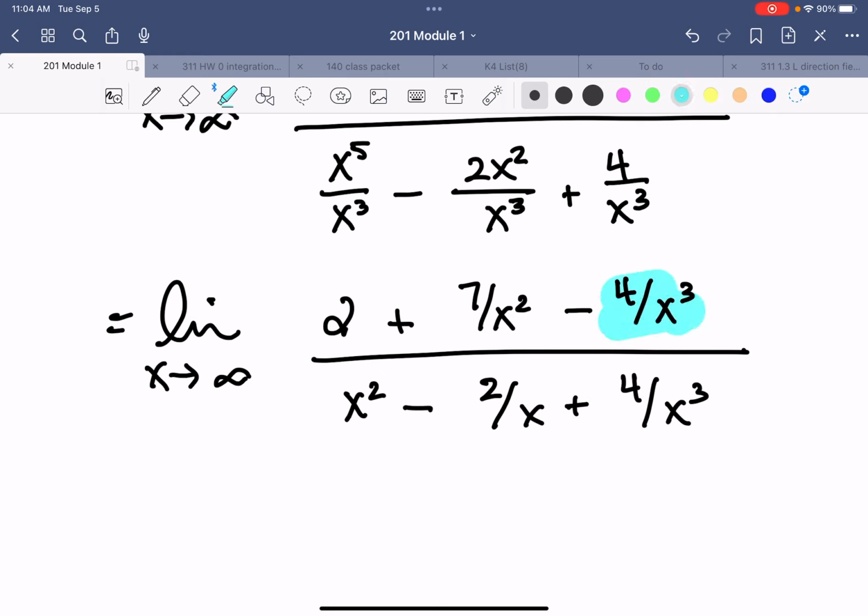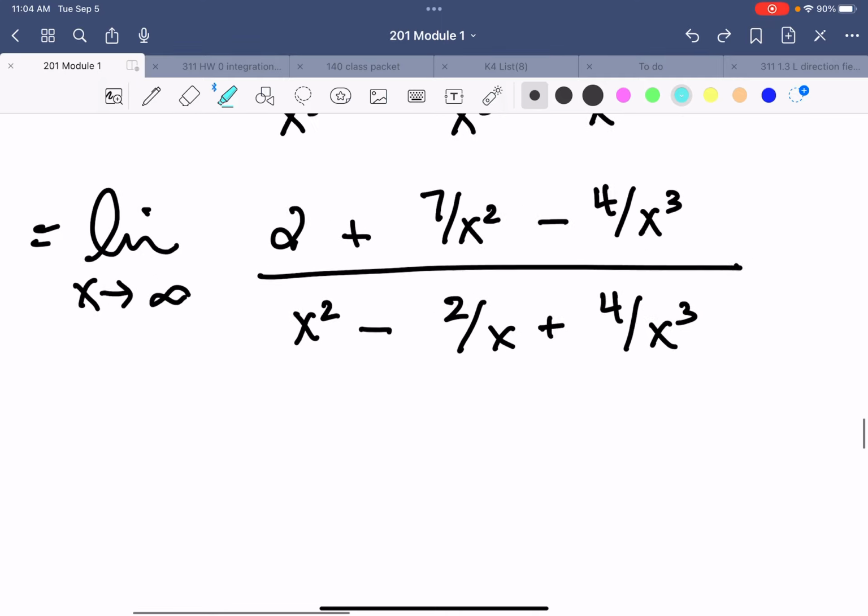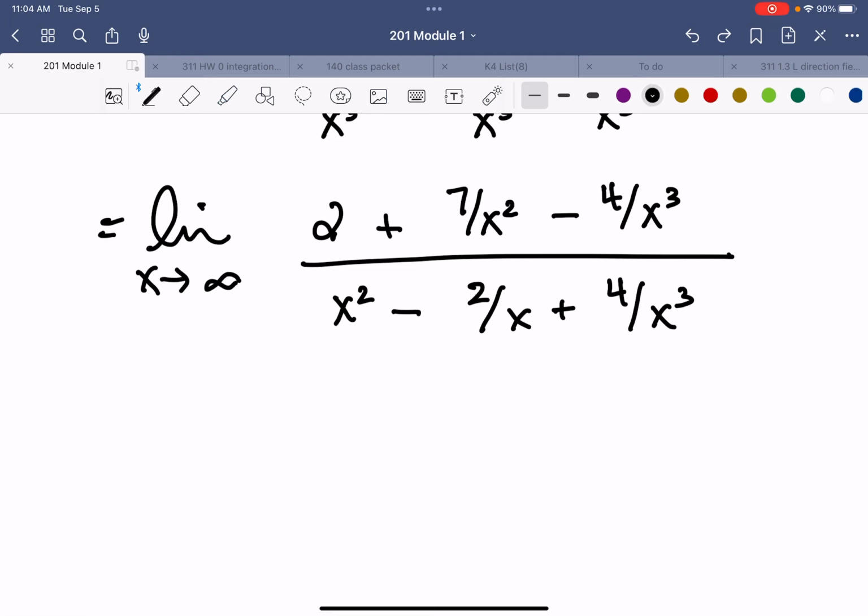By the way, these two do not cancel, even though they're sitting right there. They're tied using addition and subtraction to something else. From here, we're going to go ahead and evaluate our limits. We're going to plug in that infinity.